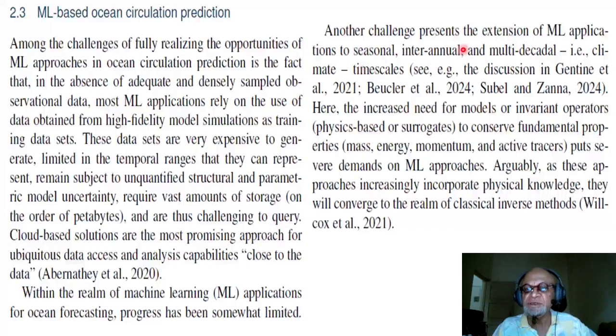Jumping ahead, another challenge presents the extension of ML applications to seasonal, interannual, and multi-decadal, i.e. climate time scale applications. Here, the increased need for models or invariant operators, so physics-based or surrogates, to conserve fundamental properties such as mass, energy, momentum, and active tracers, puts severe demands on ML approaches. Arguably, as these approaches increasingly incorporate physical knowledge, they will converge to the realm of classical inverse methods.